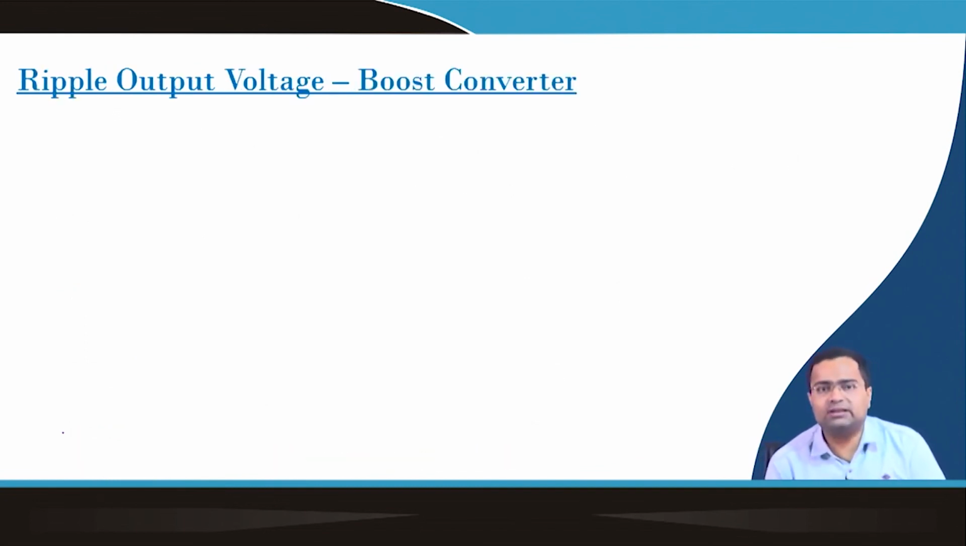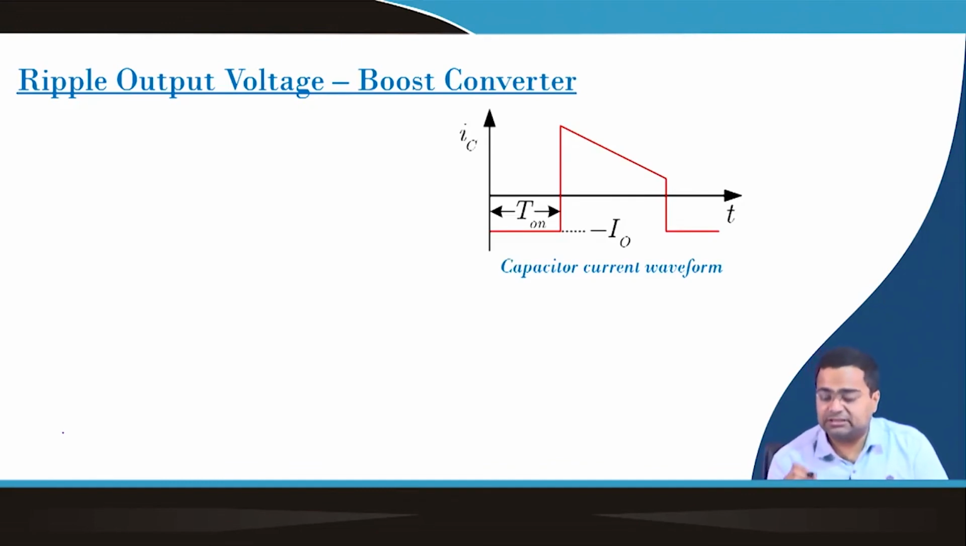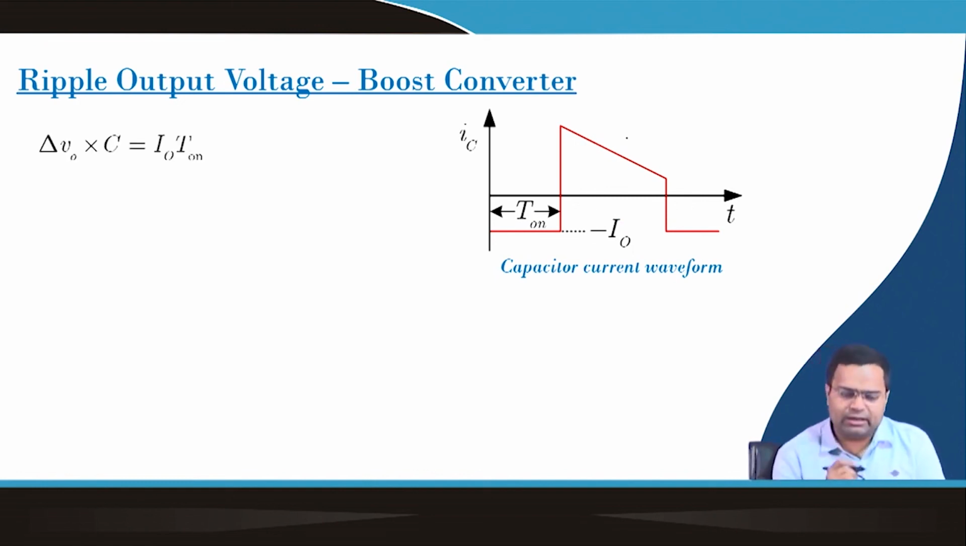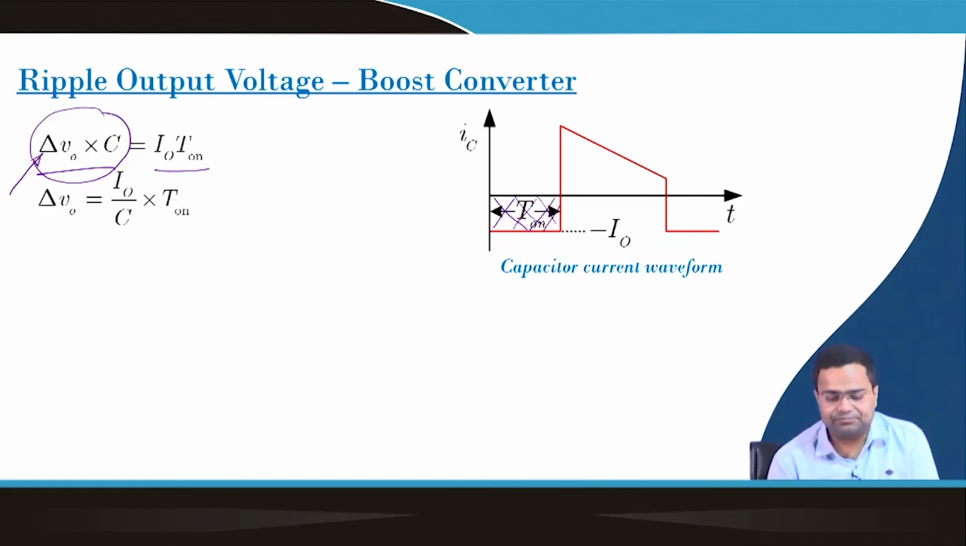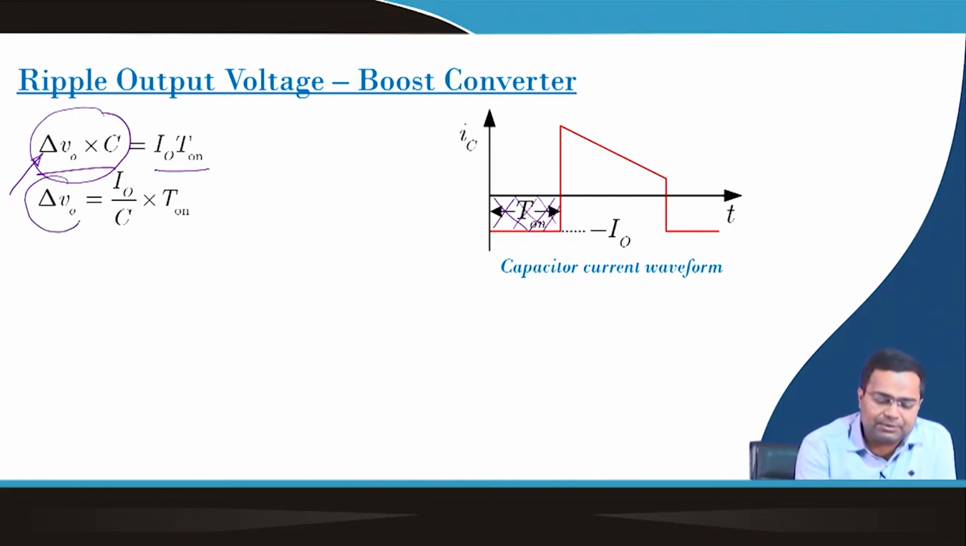If you look at the output voltage ripple, then the capacitor current is actually the minus of load current when the switch is on, and when the switch is off, it is IL minus I0. So, if you take this negative interval, that means we are talking about the area under the curve, then what is the area under the curve? I0 into T on is equal to delta V0 into C. So, this is my undershoot or basically negative ripple, that means how much it deviates. So, output voltage ripple can be expressed in terms of load current and the on time.